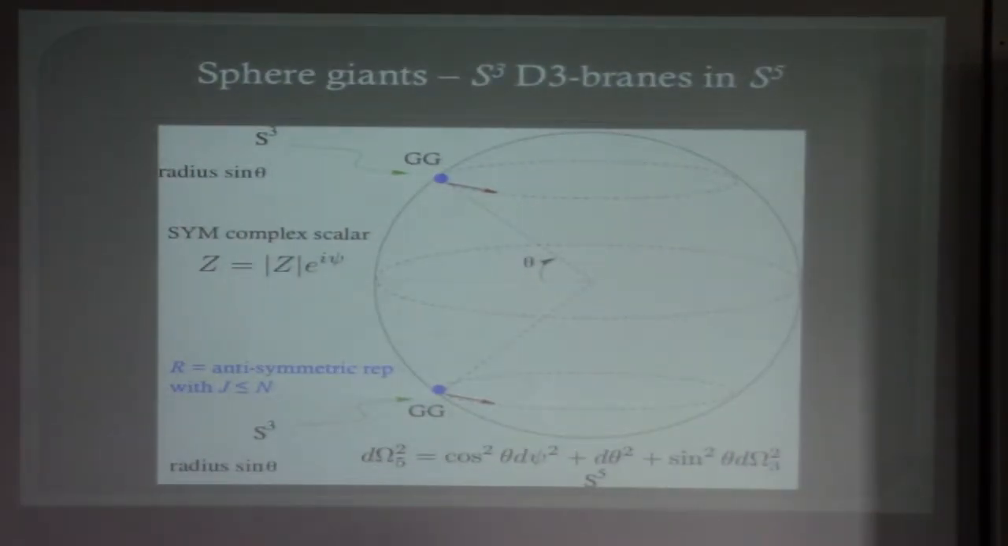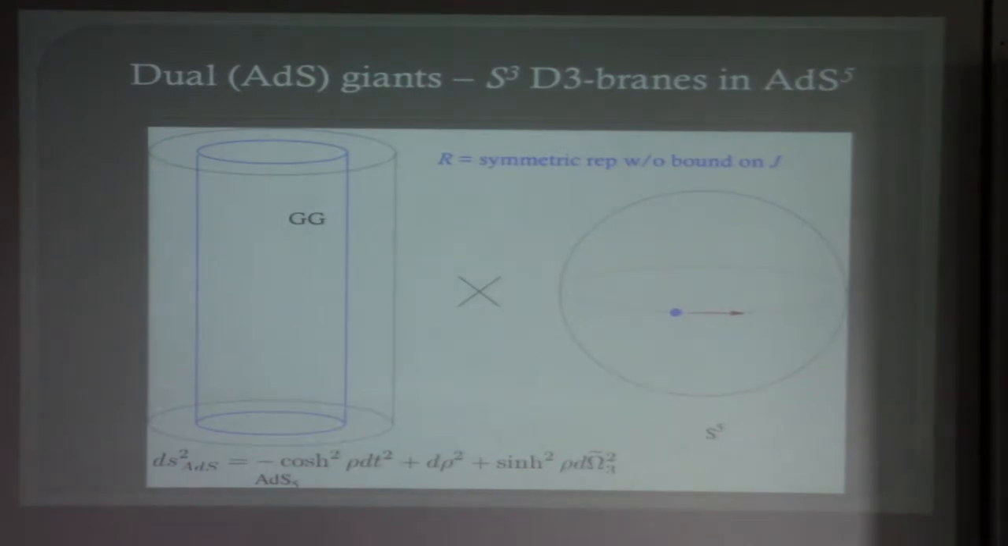And as an object in AdS5 times S5 space, for example, the sphere giant corresponds to this blue dot. This is supposed to be the five-sphere, and the object in this figure is a three-sphere, and it's rotating in the direction psi in this coordinate system. And in the gauge theory, this corresponds to one of the complex scalars Z of this form. There's another giant, but it's not the main topic today, so let me skip it.